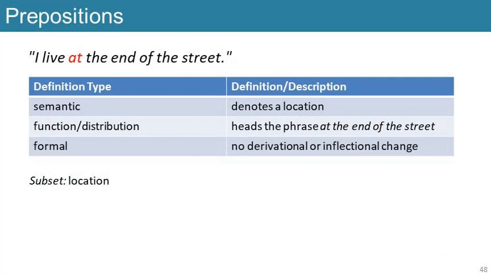The preposition to be analysed is at in I live at the end of the street. At in the sentence can be defined semantically as denoting a place or position, and functionally, distributionally, as heading the phrase at the end of the street. Note that of in of the street is also a preposition.